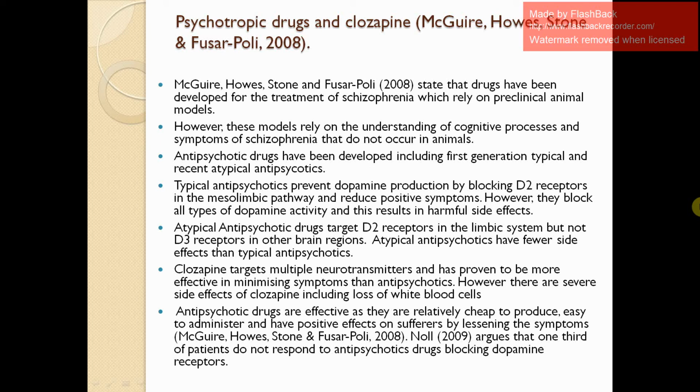Clozapine targets multiple neurotransmitters and has proven to be more effective in minimizing symptoms than other antipsychotics. However, there are several side effects of clozapine, including loss of white blood cells. Antipsychotic drugs are effective as they are relatively cheap to produce, easy to administer, and have positive effects on sufferers by lessening the symptoms. McGuire, House, Stone and Fusar-Poli 2008. However, Knorr 2009 argues that 1/3 of patients do not respond to antipsychotic drugs blocking dopamine receptors.